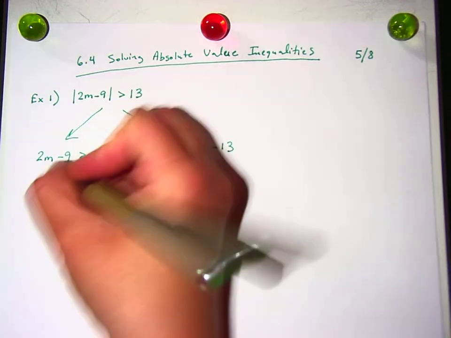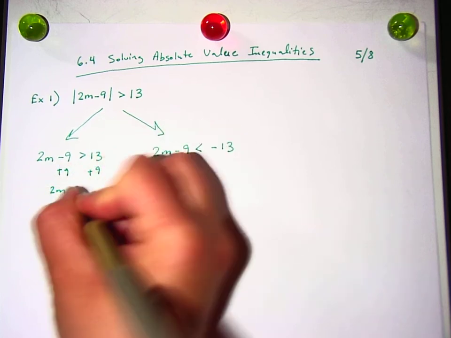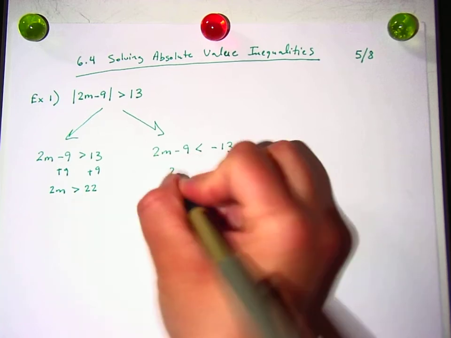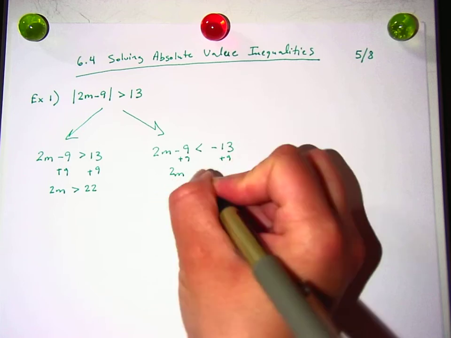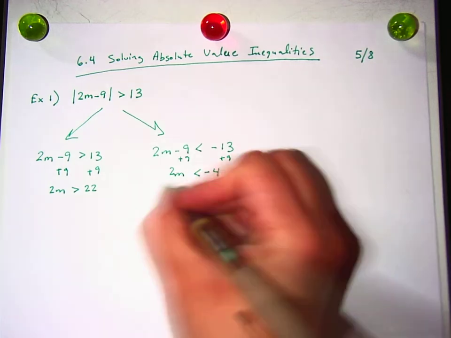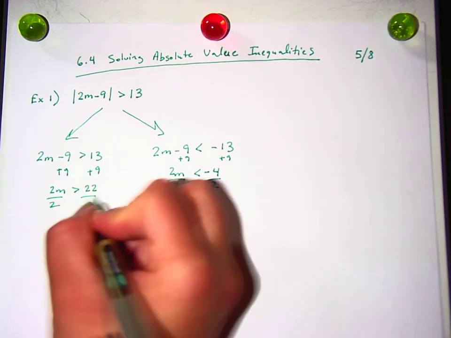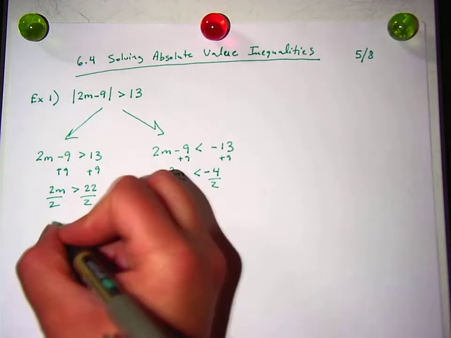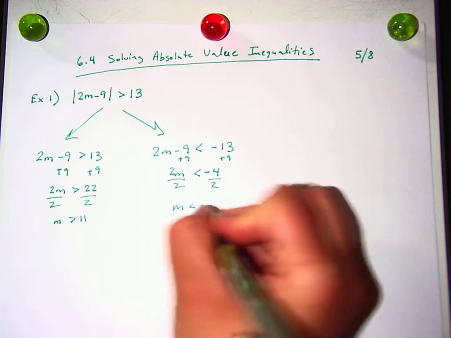So I'm going to add 9 to both sides. I get 2m is greater than 22. And add 9. 2m is less than negative 4. Divide by 2 on both sides. Remember, I would totally switch the sign if I was dividing by negative 2. But I'm not. It's a positive 2. So this is m is greater than 11. And m is less than negative 2.